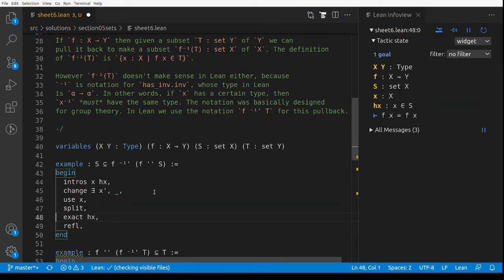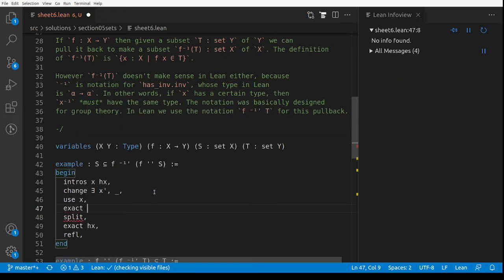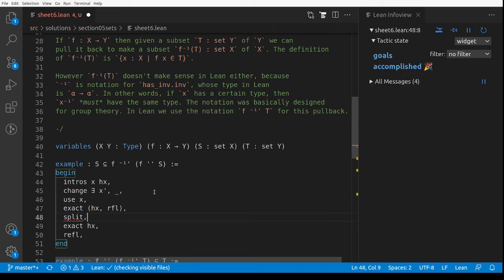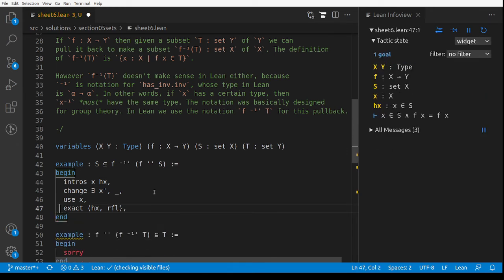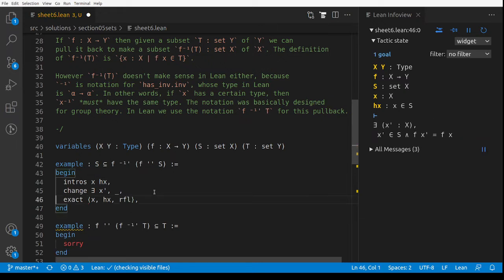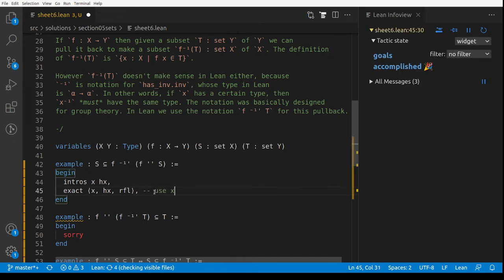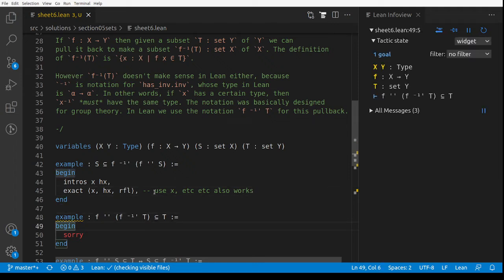So there's a proof, but somehow, instead of the split, we could just do this, right? There. And then in fact, instead of the use, I think we could throw the use in. Can we do that? There we go. And then we don't need the change. And so there's the proof. Use x, whatever, etc., also works. So that's interesting, and one wonders whether we could do the same sort of thing here.